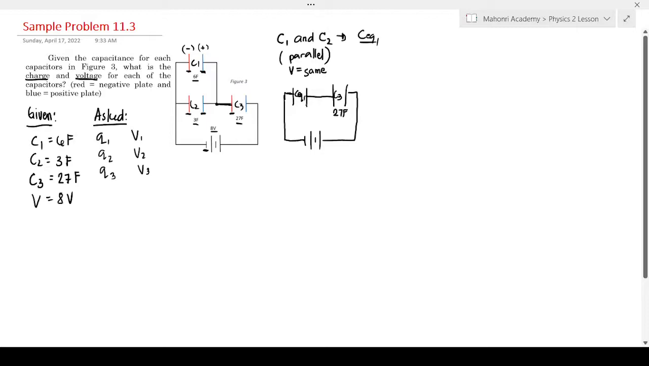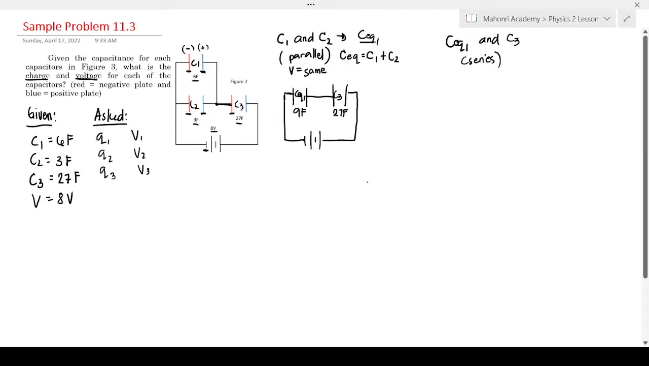So the question, what is the capacitance of our CEQ1? Remember, for parallel, our CEQ is basically just the sum of all the capacitances of our capacitors, which means 6 farads plus 3 farads, which tells us that our CEQ has a capacitance of 9 farads. Right? So what do you see now? Our CEQ1 and C3 are in a series combination.